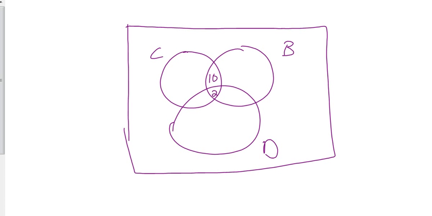Okay, 2 there. Cats and birds, not dogs. Right, 10. Okay, what's next? Cats and dogs, no birds, so what do I put? 6. Okay, what's next? 2 in here? Okay. What's next?